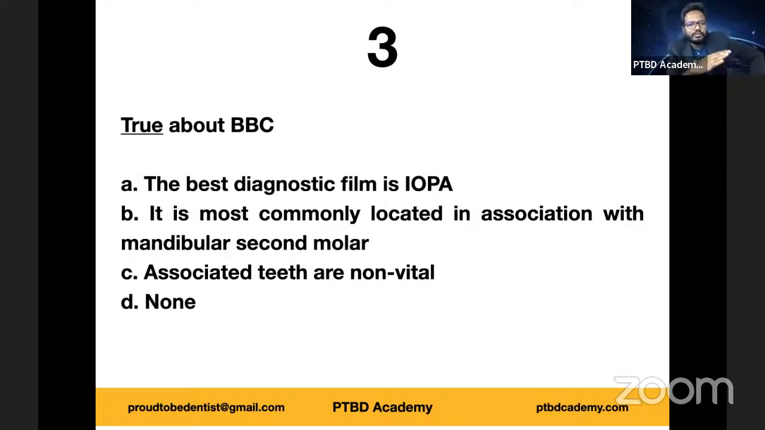Thank you. So what's true about buccal bifurcation cyst? Okay, so I think the majority of you have been choosing option A. Danish has chosen option D. So first and foremost, the best diagnostic film: we can go with a panoramic image as we have seen initially, or we can go with an IOPA. But the best diagnostic film would be the occlusal radiograph, which you have seen in the previous slide.